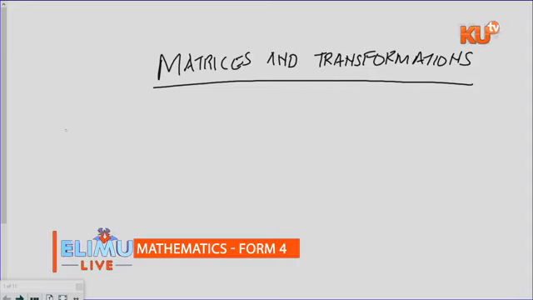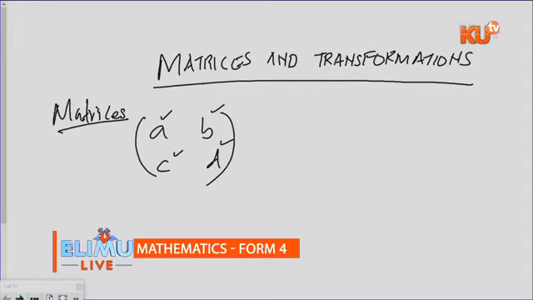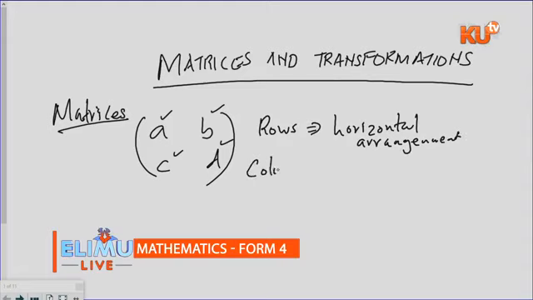The first thing I want us to review is the elements. These elements are arranged in what we call rows and columns. When we talk of rows, we refer to the horizontal arrangement of elements. And when we talk of columns, we refer to the vertical arrangement of elements. So matrices have elements arranged in rows and columns.